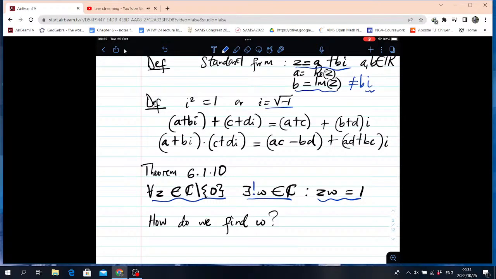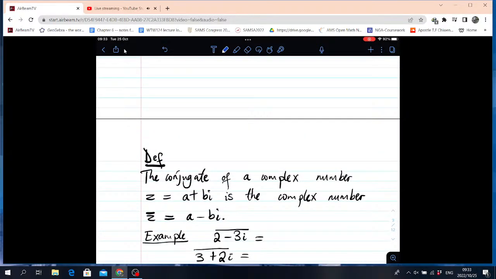And the question that follows then is, so we proved that it exists, this unique W, but how do we find W? So in other words, how do we find the inverse of a complex number? And that is going to be what we are going to talk about, I think, for the rest of the section 6.1 before we get into 6.2. So before we do that, we need to define what is called a conjugate of a complex number, and that's what we are going to look at now, for us to be able to find the inverse of the matrix. Sorry, not matrix, complex number.